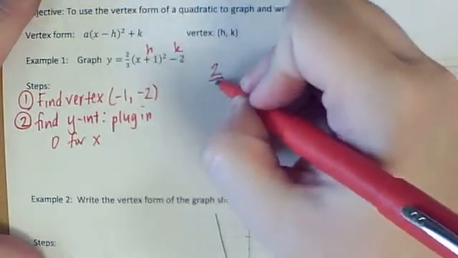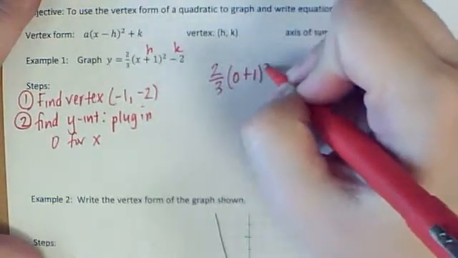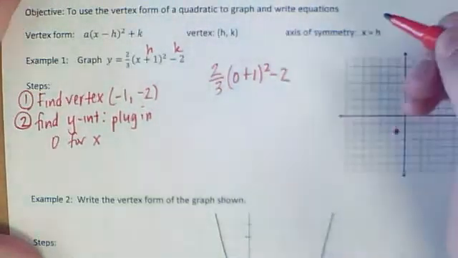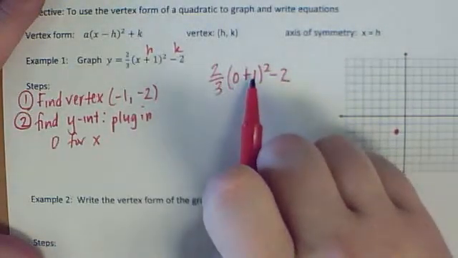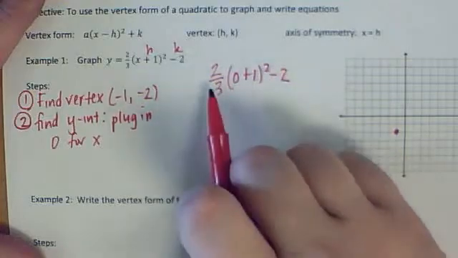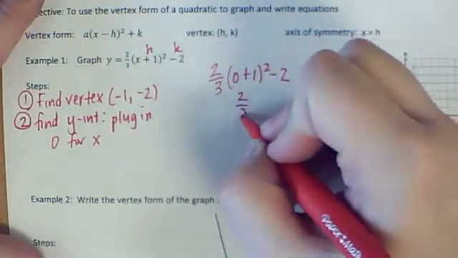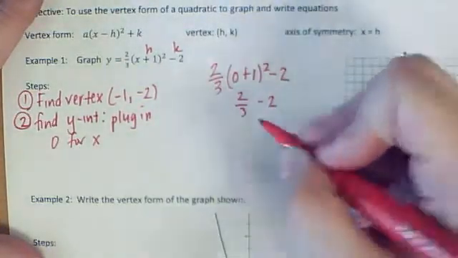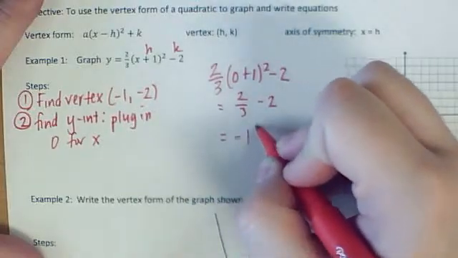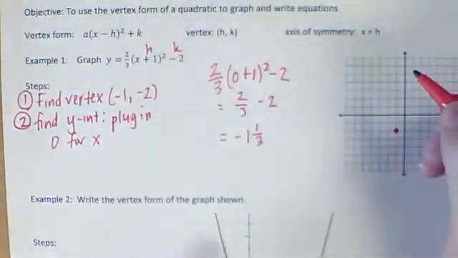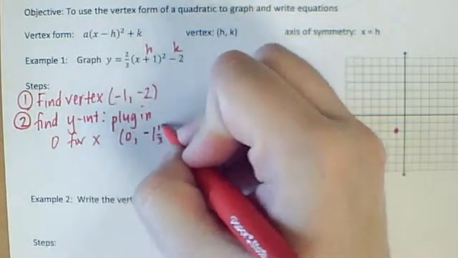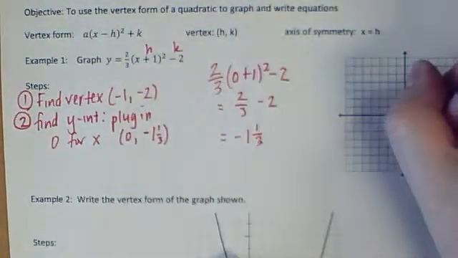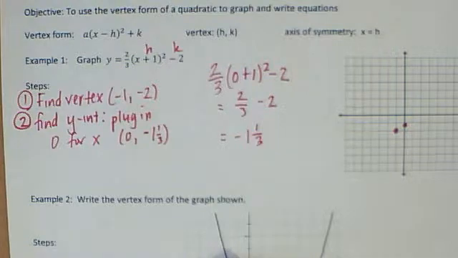So I'm going to take 2/3 times 0 plus 1 squared minus 2. Alright, now doing order of operations, let's add here. 0 plus 1 is 1. 1 squared is 1. 1 times 2/3 is 2/3. Subtract 2. So when we subtract 2, I get negative 1 and 1/3. So now my y-intercept is 0, negative 1 and 1/3. So if we graph that, it's going to be somewhere around there.